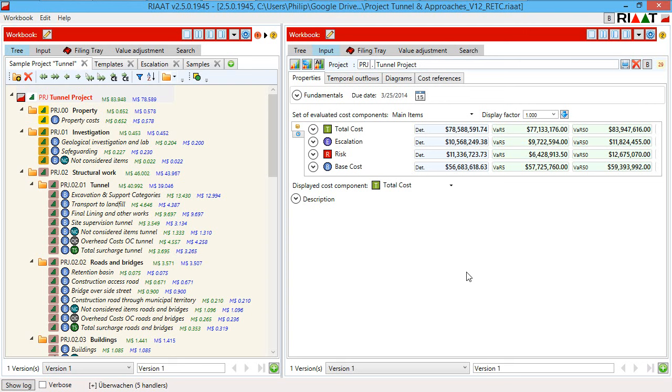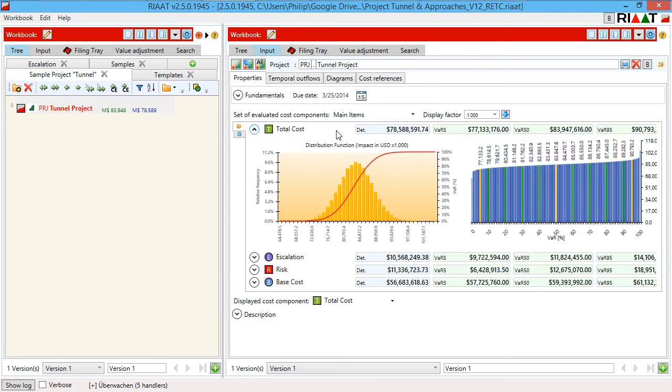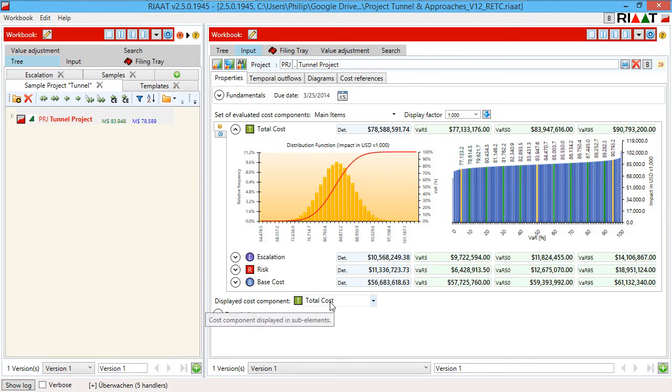You see on the right side now several cost components like base cost, risk, escalation, and total costs. And by clicking on the element, we will receive further information. We see two graphs depicting the uncertainty in our cost component.